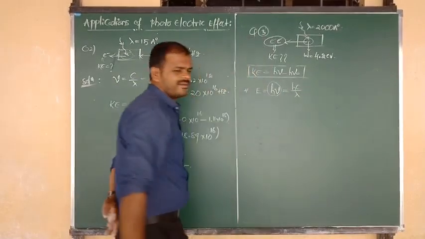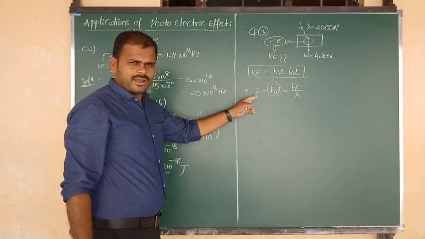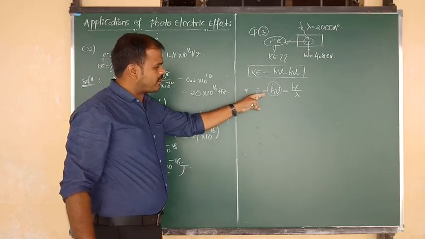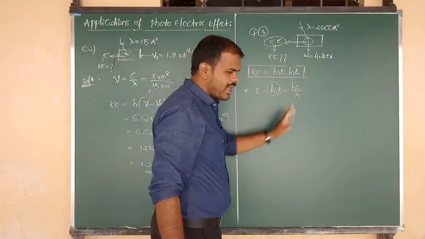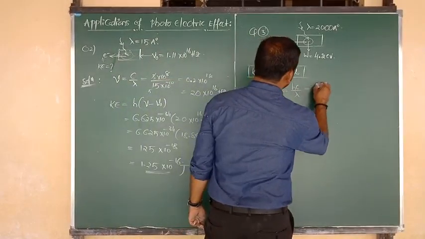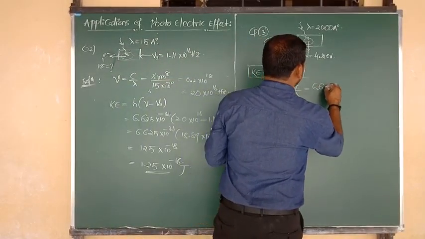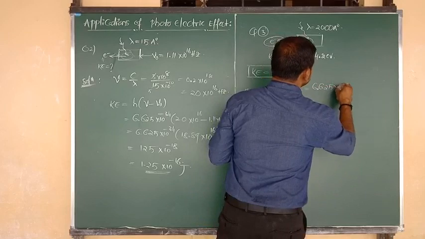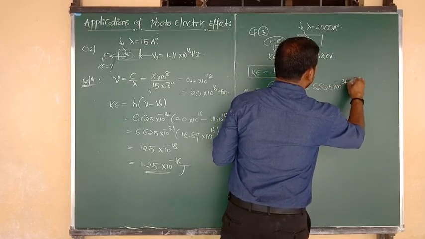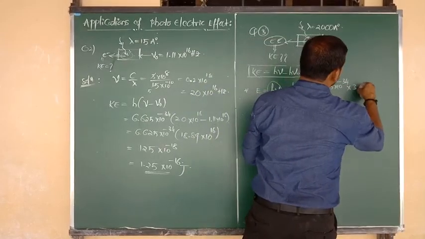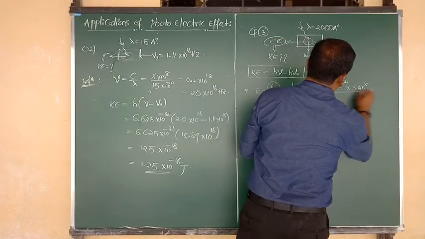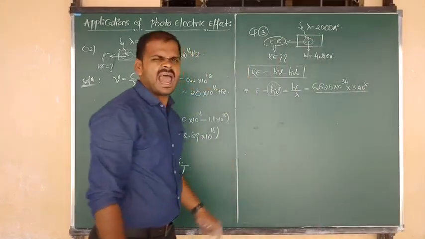So we can write h c by lambda. Okay now, the energy of the photon or light is equal to h nu equals h into, in the place of nu I have written c by lambda. So what can we write now? Planck constant value, how much? 6.625 into 10 to the power of minus 34 joule second into c, nothing but the speed of light, 3 into 10 to the power of 8, when this entire data is divided by the lambda.